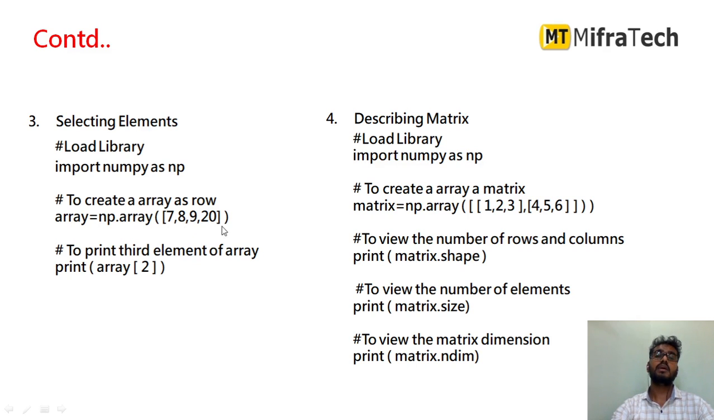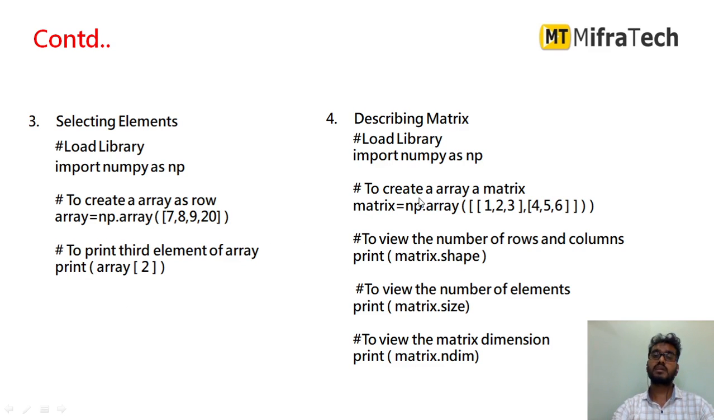If I do print of array of 2, here the indexing will be like 0 1 2 3. Now with minus, it will be in reverse: -1 -2 -3 -4. If I just mention 0, I am going to get the output as 7. If I do array of 1, I am going to get 8. In a similar way, in this example I want the 9 value, so I am going to print array of 2, and our output I am going to get as 9. This is how we are going to access stored array elements.